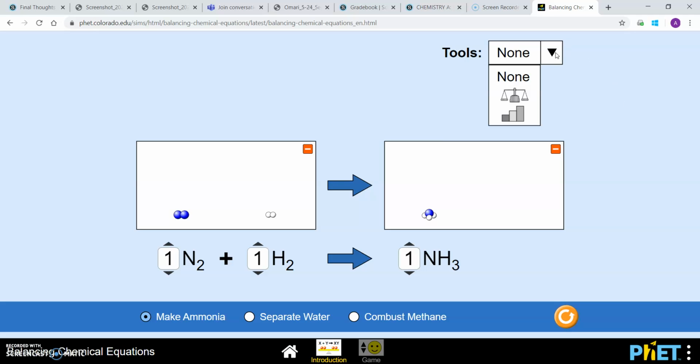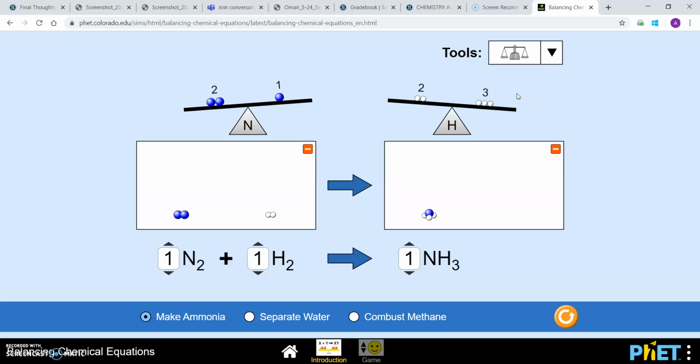If I come up here to the top, we can see there are two different scales, old-fashioned scales. You can see two on the left, one on the right, versus 2 and 3. Either way, these atoms don't match up. But if I say, well, what if I made 2 ammonias at the end? Then I could have my nitrogens equaling each other.